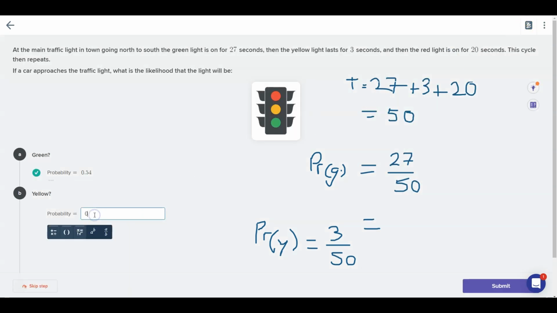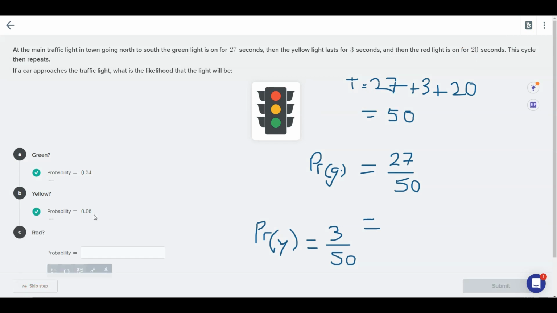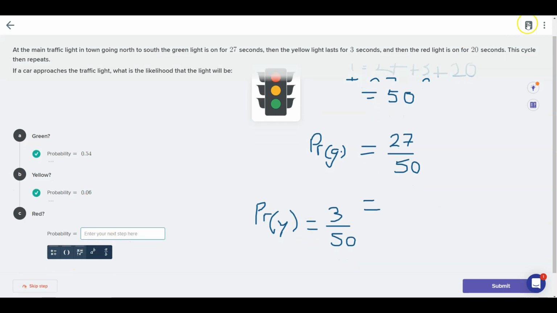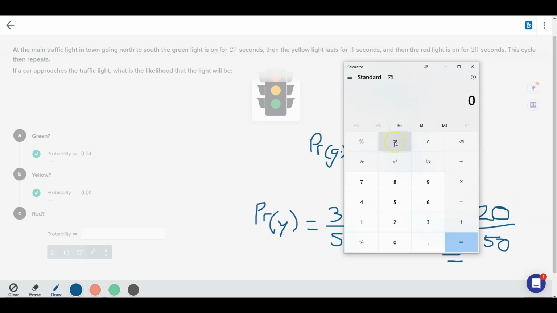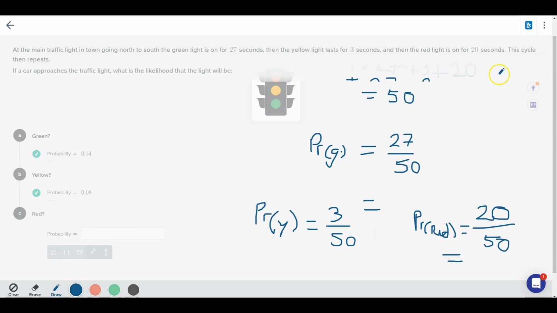So that probability is 0.06. Put that in. And finally, the red. So the probability of red, that's the worst writing ever, my apologies. And that would be for 20 seconds. So 20 over the 50 is equal to, again, trusty calculator comes in, 20 divided by 50, and that is 0.4.